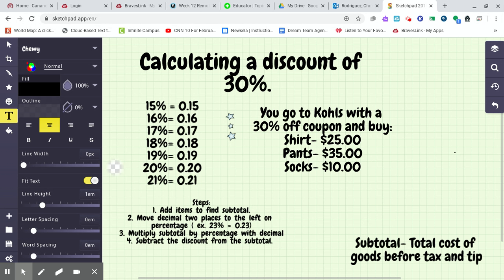And then the next step is to make sure that you change your percentage to a decimal. Again, the exact same. So we were talking about 25% is 0.25 or whatever it might be. Now we're just working with 30%. So you move it over 2 places to the left and it becomes 0.30.